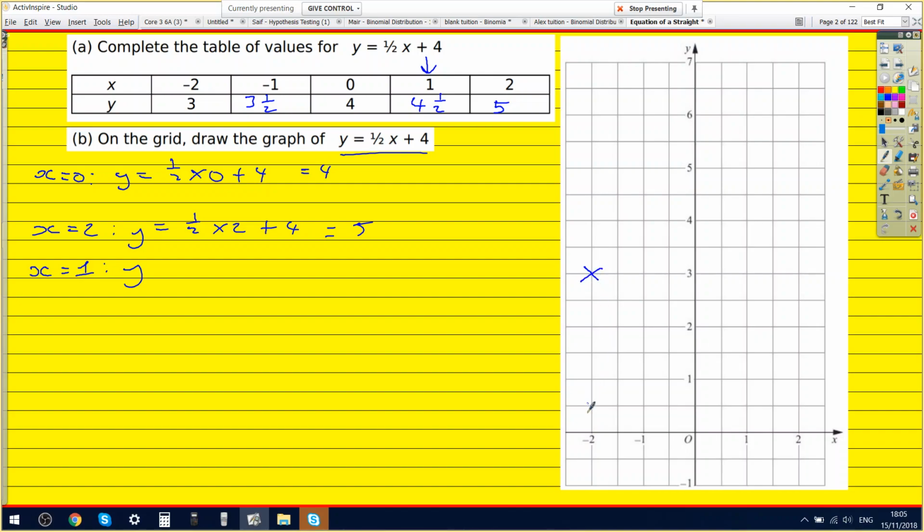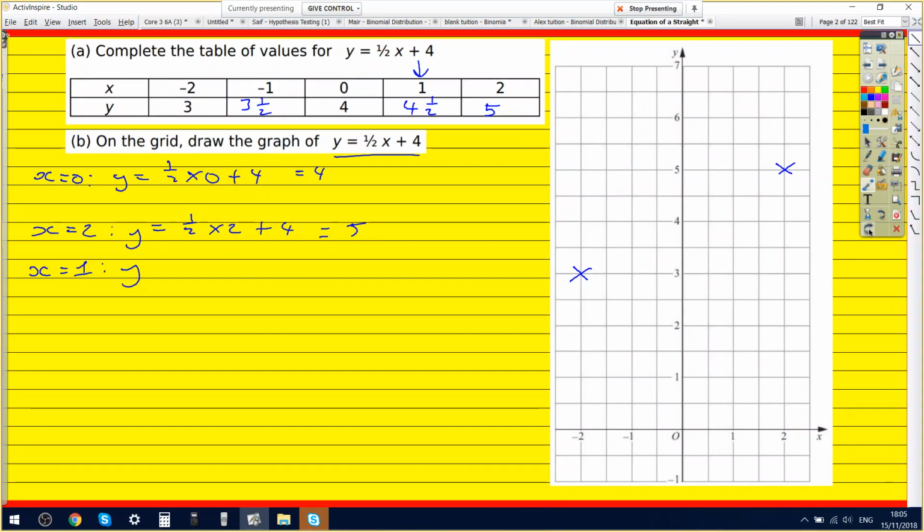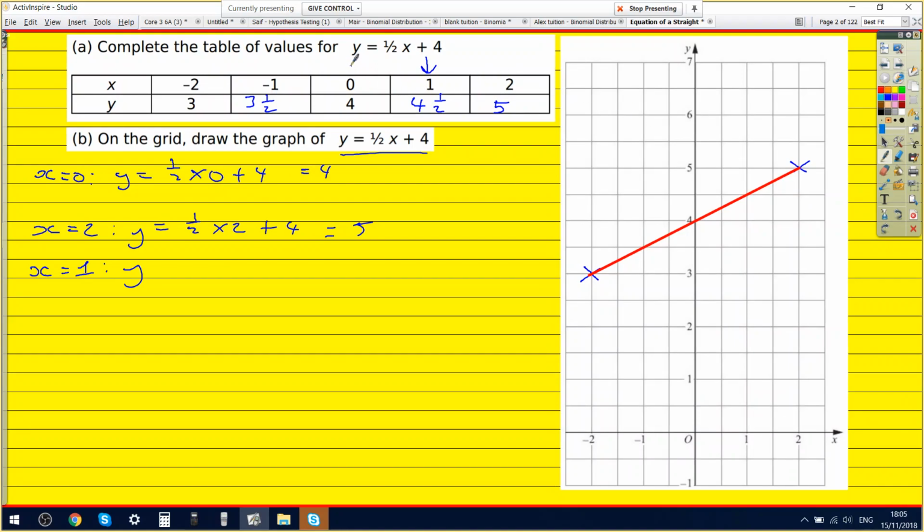And let's say, where would the last point be? 2, 5. Go across the other side to 2. Yeah. And go up to 5. That's it. And what's the last thing we do? The last thing we do is join them up. And if you remember, we can check by checking another point, and the easiest one to check is 0. Is 0, 4 on our graph? Yeah. So we know our graph is correct.